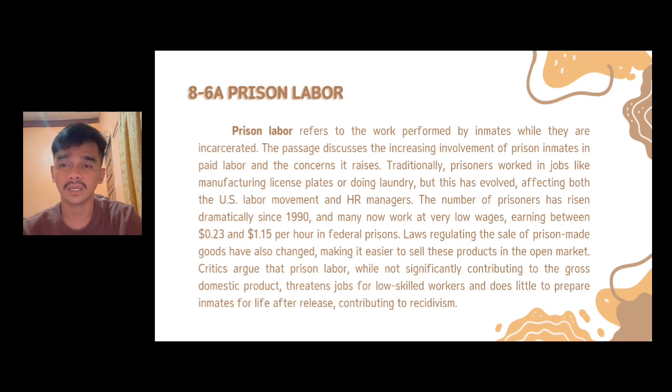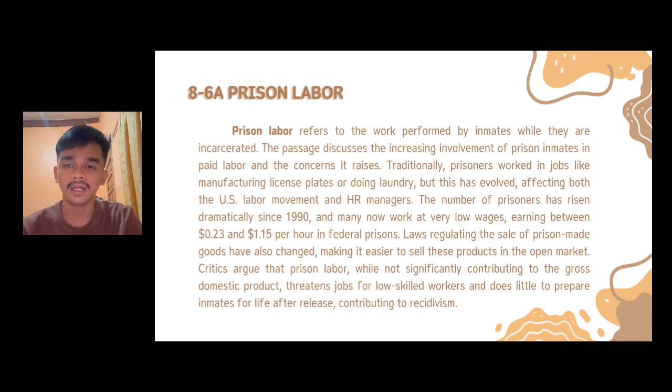Prison inmates often work within institutions, traditionally making license plates, fixing roads, and doing laundry. However, this shift is concerning for the labor movement and human resource managers in the US. The number of federal convicts and state and local inmates has increased significantly since 1990, with prison wages ranging from $0.23 to $1.15 per hour.